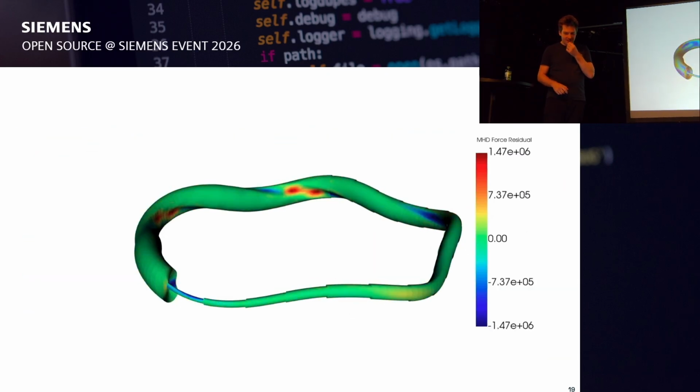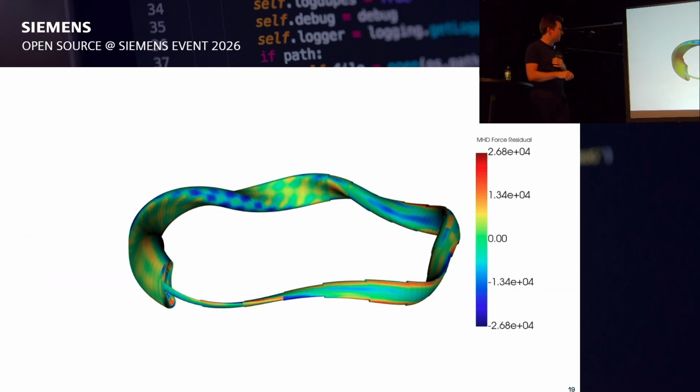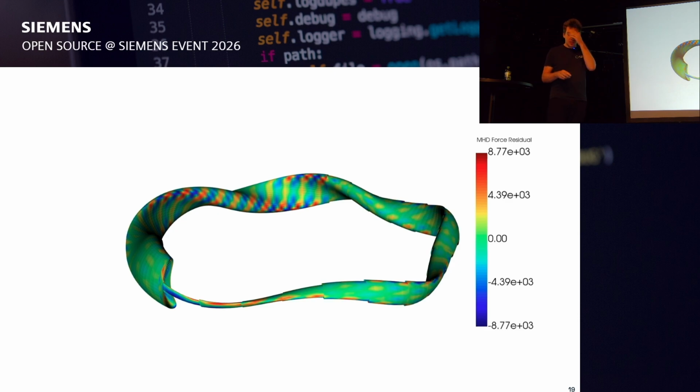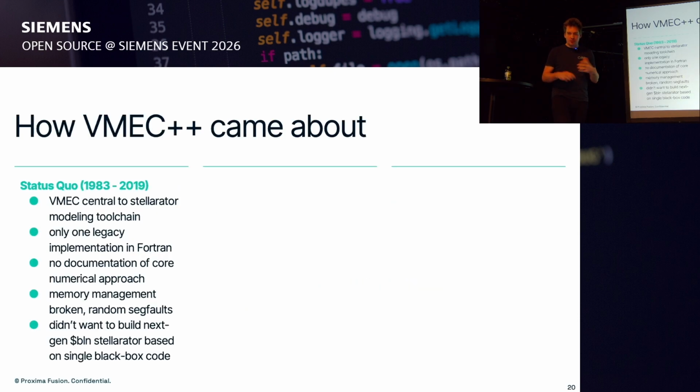And this is how this computation looks like. So you start from a certain initial guess, and then as the force residual reduces, moving these shapes into force balance, you see that they move eventually into this nicely contorted shape. How did this come about?